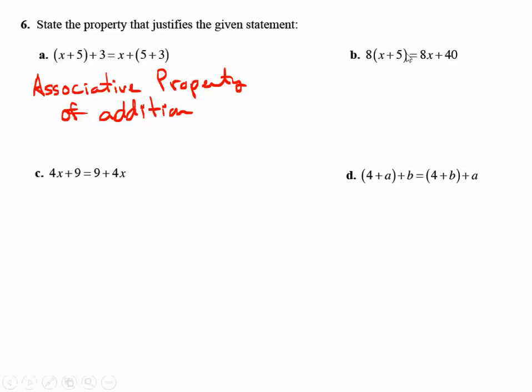Alright, with B, let's see what's happening here. Again, it's just you recognizing the properties, just to make sure we know. Looks like the 8 has distributed to the x as well as to the 5. So this would be a distributive property.